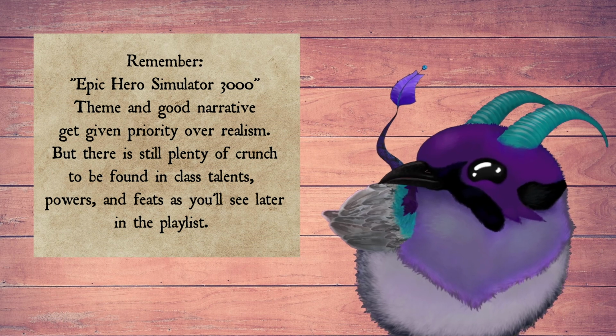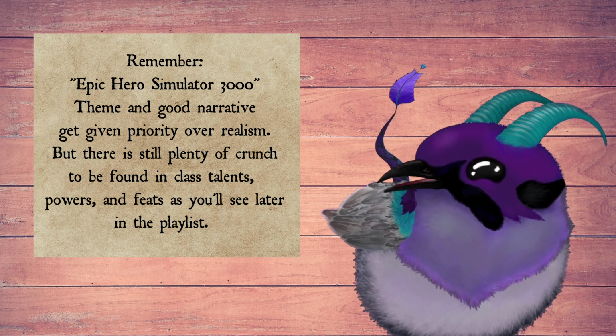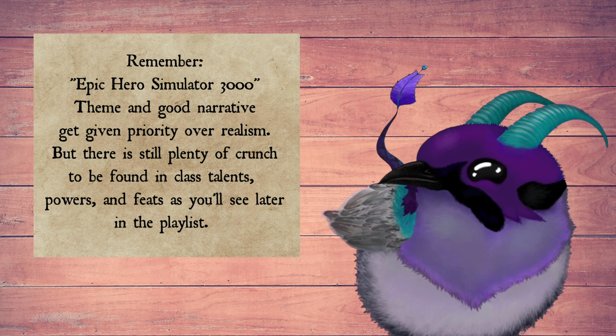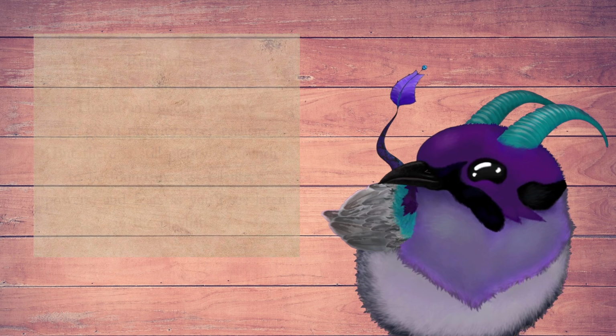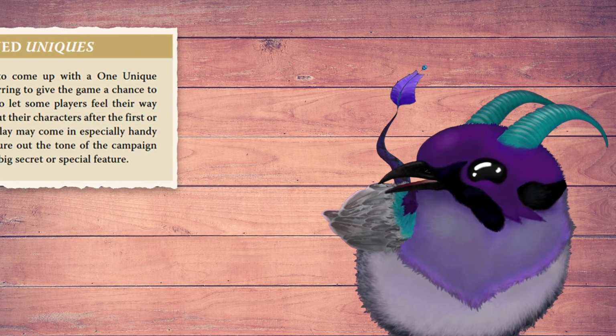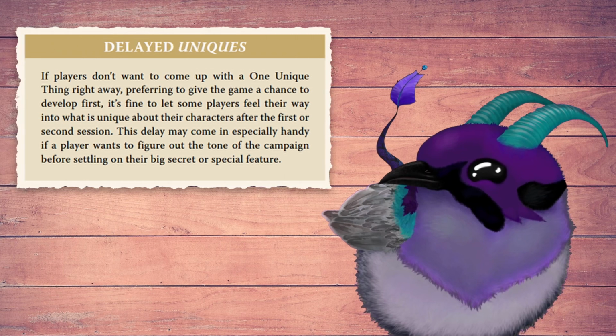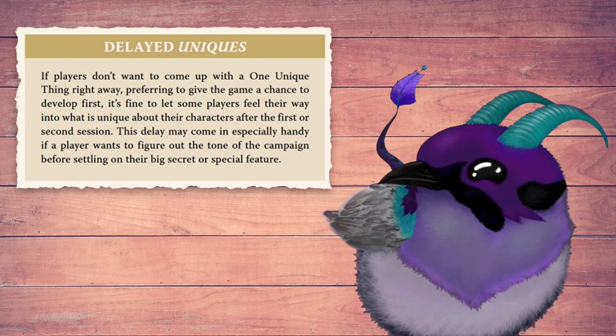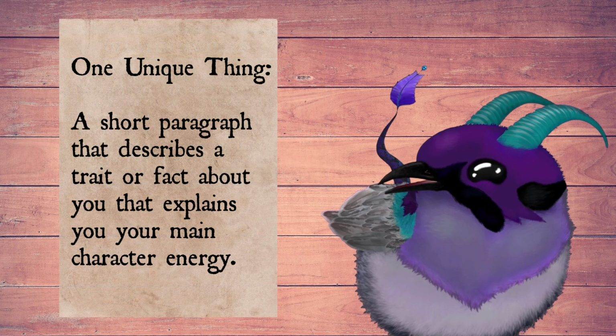However, I know plenty of folks who like making crunch choices, making the most powerful or at least most situationally OP version of the class that they can and then backfilling story. If that's you, then feel free to drop this down to like step 10 or 11 and circle back later. It's also completely fine and not uncommon to delay making a unique until you've played a session or two to get a grasp on the campaign's tone. It's so normal that they put a reminder to let yourself and your friends feel the process out in the Hero's Handbook.